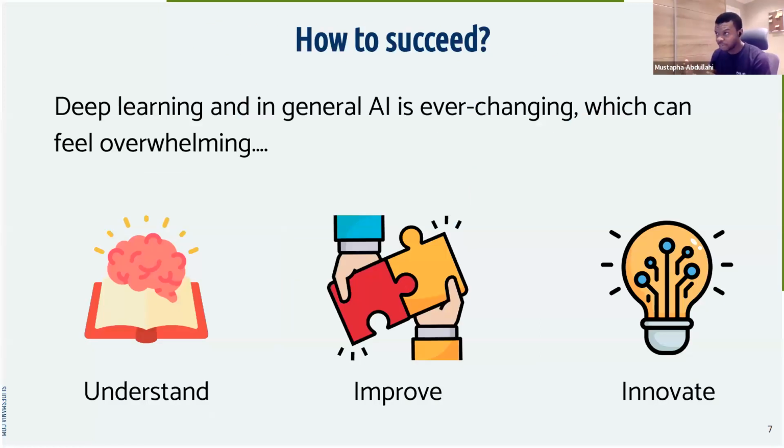Deep learning is ever changing, and sometimes you might feel overwhelmed compared to other fields. Every day there are tons of conferences and research papers being published. So how can you succeed? I'm saying how you could succeed, but it's not like I've succeeded myself. I'm also trying to succeed in some way. One thing is fundamental: try to understand. It's okay maybe to memorize a few formulas, but try to understand deeply why things are the way they are.